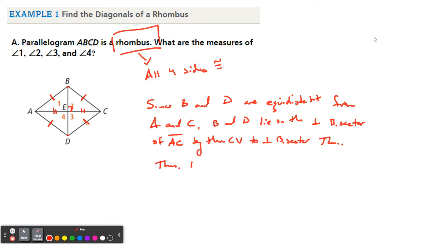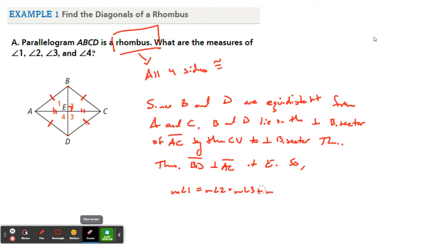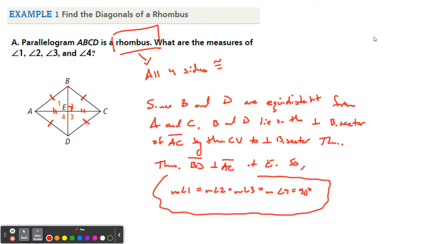Thus, BD is perpendicular to AC at point E. So the measure of angle 1 equals the measure of angle 2 equals the measure of angle 3 equals, not plus, equals the measure of angle 4 equals 90 degrees. And there's your angle measures. So again, one of the properties we're going to talk about in the next slide is that the diagonals of a rhombus are perpendicular. And there we go.